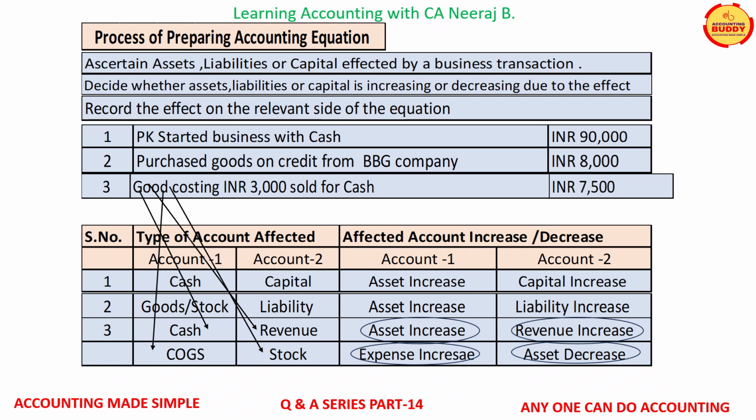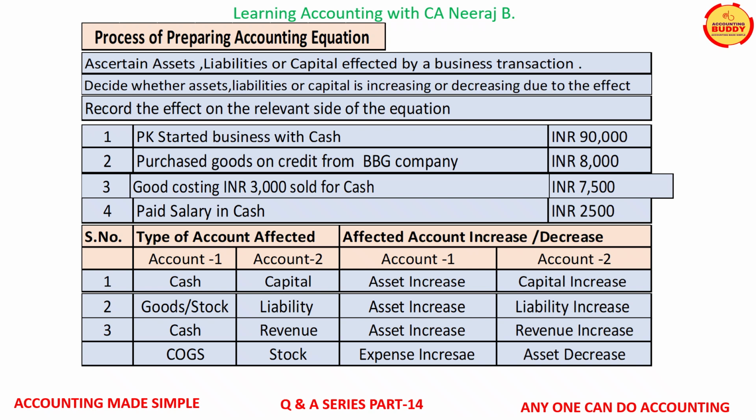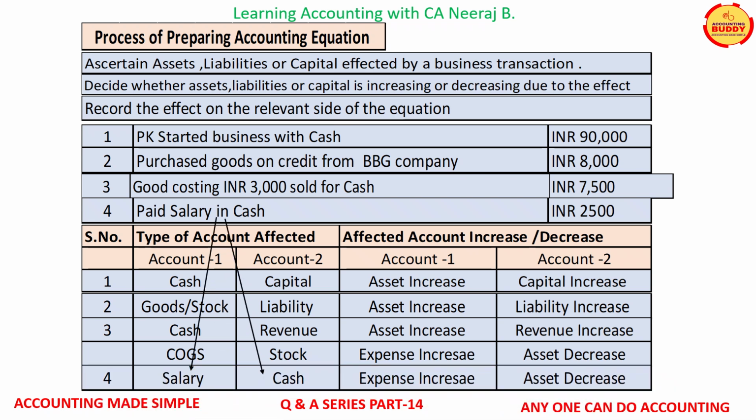Now let us consider salary of INR 2,500 paid in cash as our fourth transaction. If we analyze this transaction, the two accounts which are getting affected are salary, which is an expense account, and cash, which is an asset account. With this transaction, expenses will increase, and since the salary is paid in cash, cash, which is an asset, will get reduced. If required, please rewind the video to understand this example again. Understanding accounting equation concepts will make a solid foundation for mastering accounting.